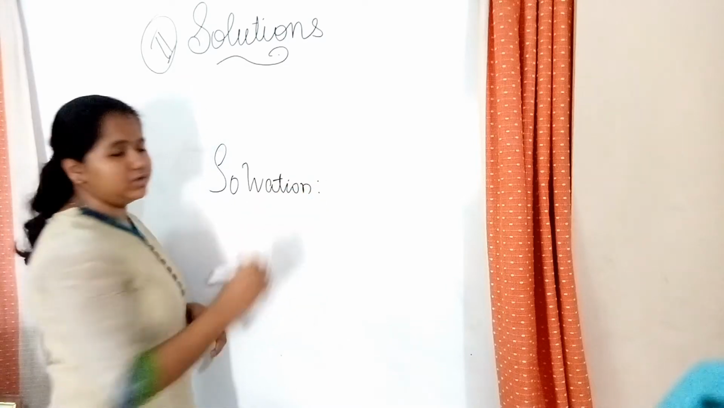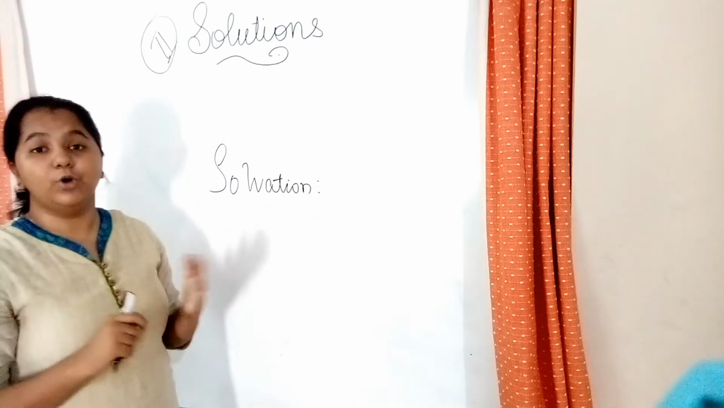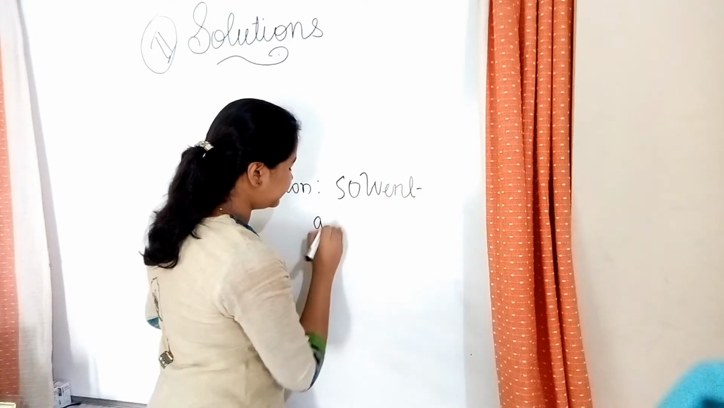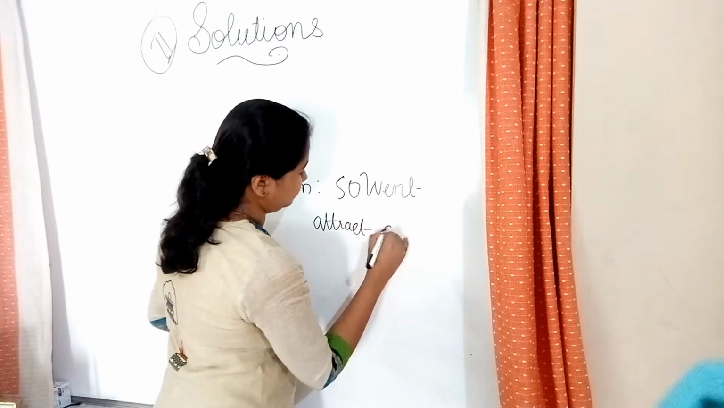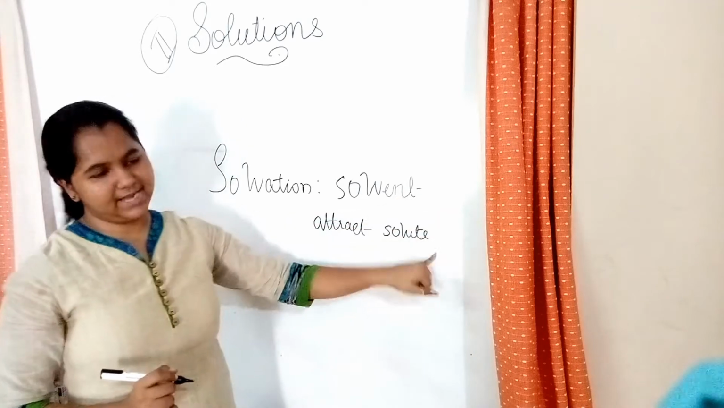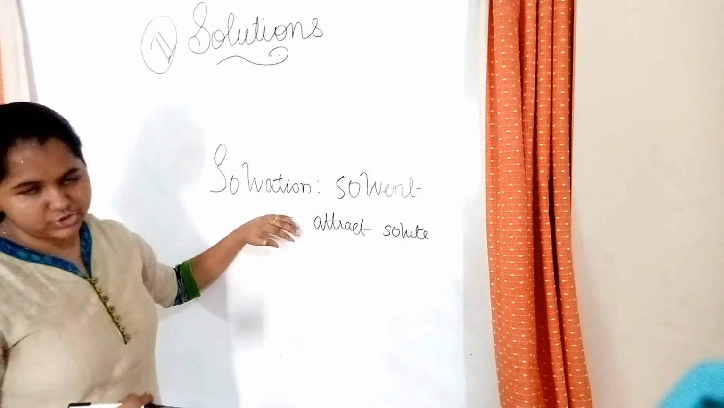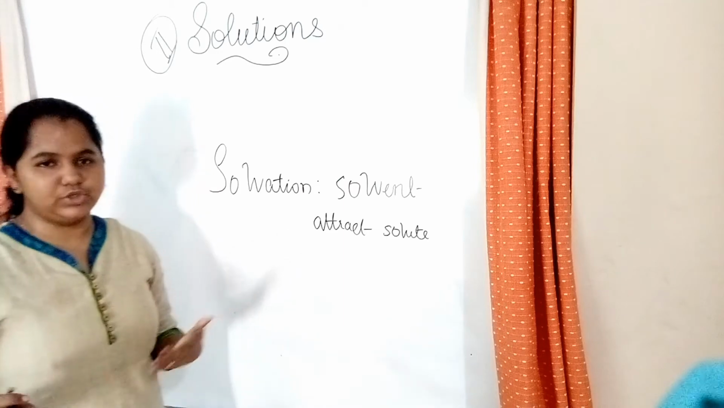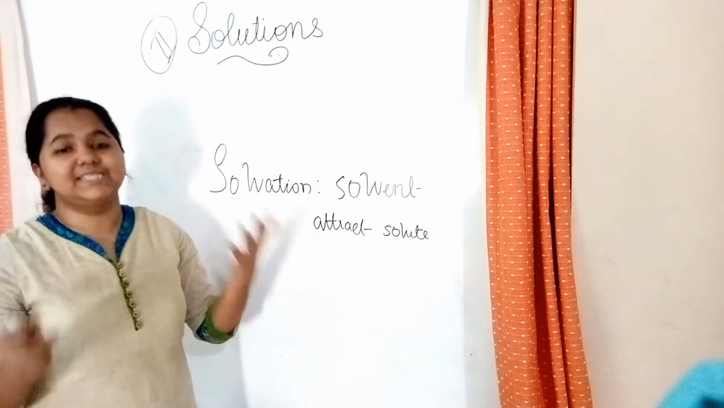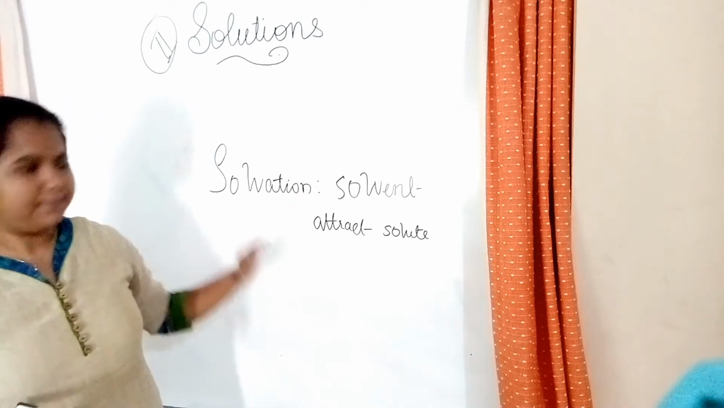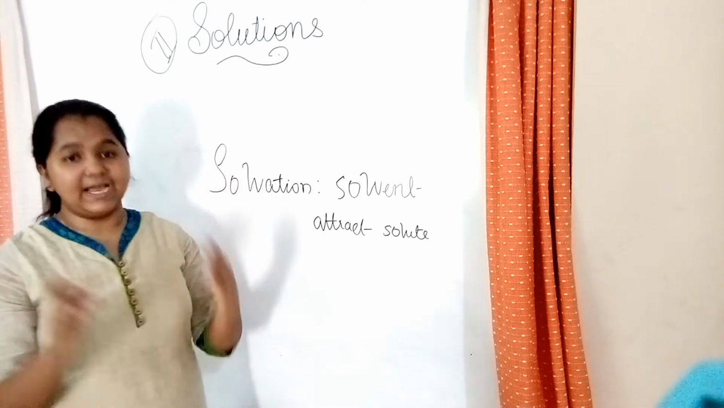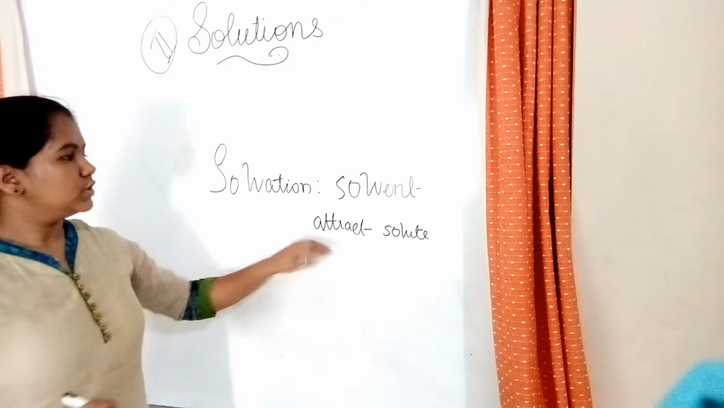So what is solvation? Solvation is the process by which the solvent attracts the solute. The solvent particles attract the solute particles. Okay? So that is solvation. There's always a misconception about solvation, because everyone thinks that solvation means the maximum amount of substance that can be dissolved. But that is a misconception. The actual definition is the process by which a solvent particle attracts the solute particle.